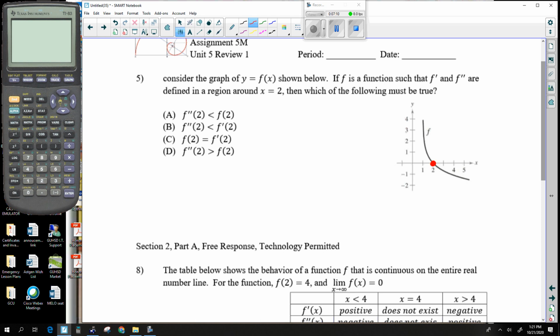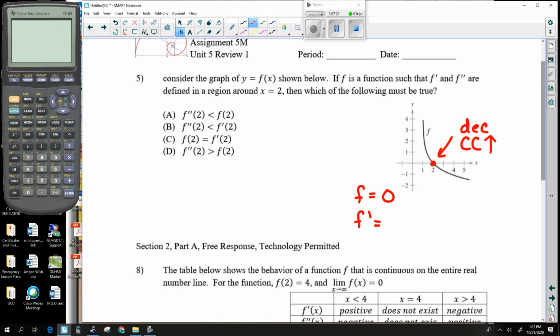All right, so what do I notice about f? f is equal to 0. What do I notice about f prime? This thing is decreasing. Okay, it's decreasing right there. This thing is decreasing and it's concave up.